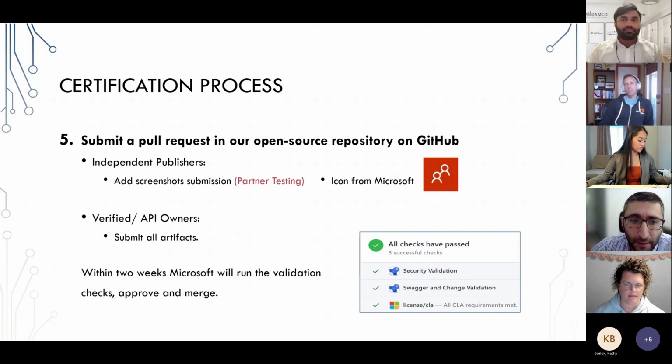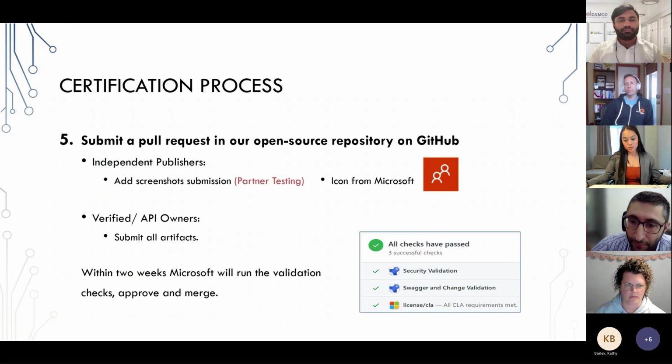And for both partners, they have to submit all artifacts in GitHub. We run some checks, for example, the security check and the Swagger and change validation check. Those are checks that will run. They are almost the same checks that run in the Bacon tool. So if you ran the Bacon.validate and there were no errors there, then those checks should pass with no issues as well. The last one would be the CLA, our CLA agreement.